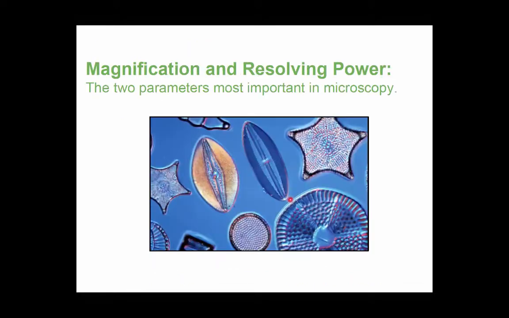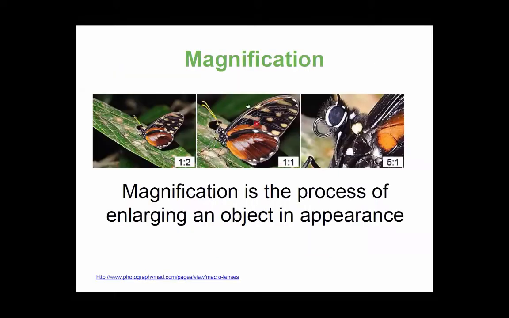Two things are important in microscopy. They are magnification and resolving power. Magnification is the process of enlarging an object. The object looks much bigger compared to its real size. This is an example of magnification. So, if you have one-to-one magnification, 5 times magnification, you can see more detail when you magnify 5 times, but you see less of it. You see more and more of less and less.